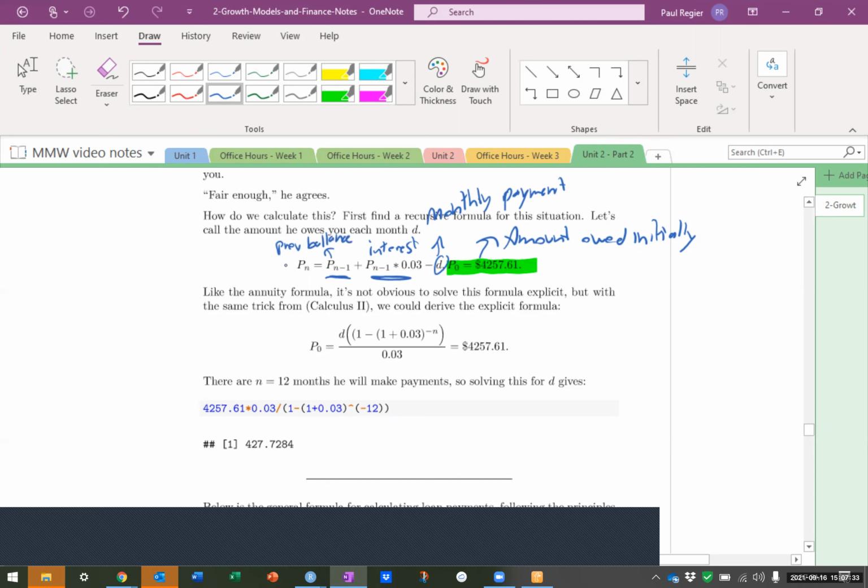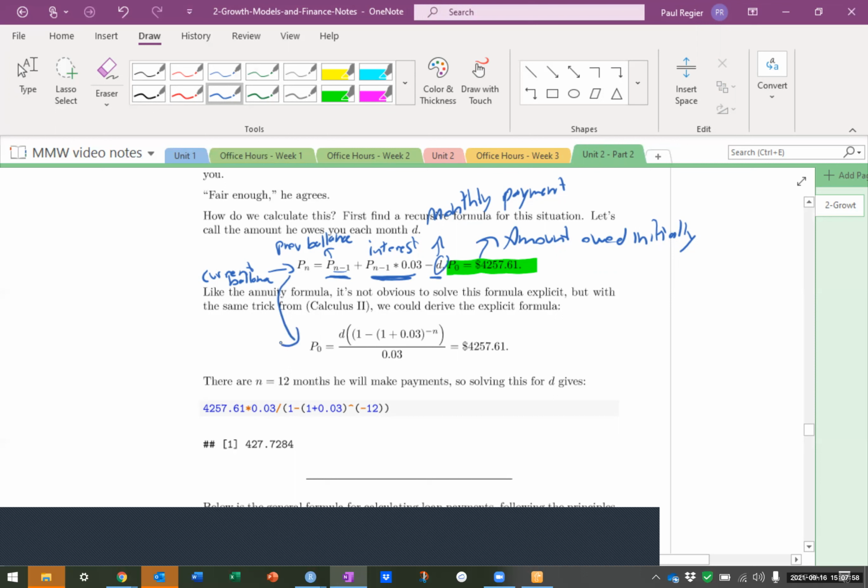So you see the current balance is the previous month plus interest minus the payment. We've made a payment each month. And so again, this annuity formula is a little tricky to get the explicit form, but using some tricks from Calc 2, we can derive this explicit formula.